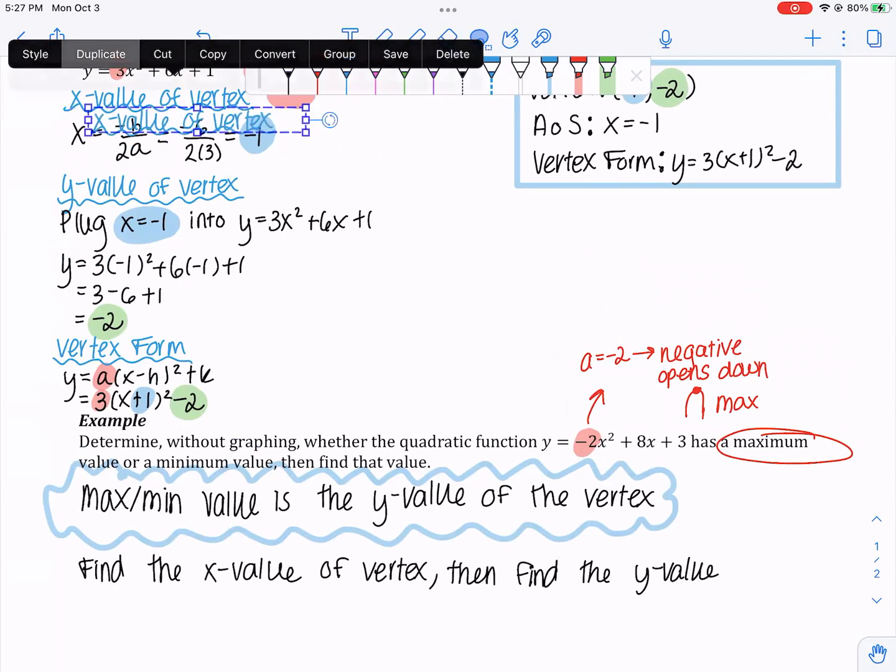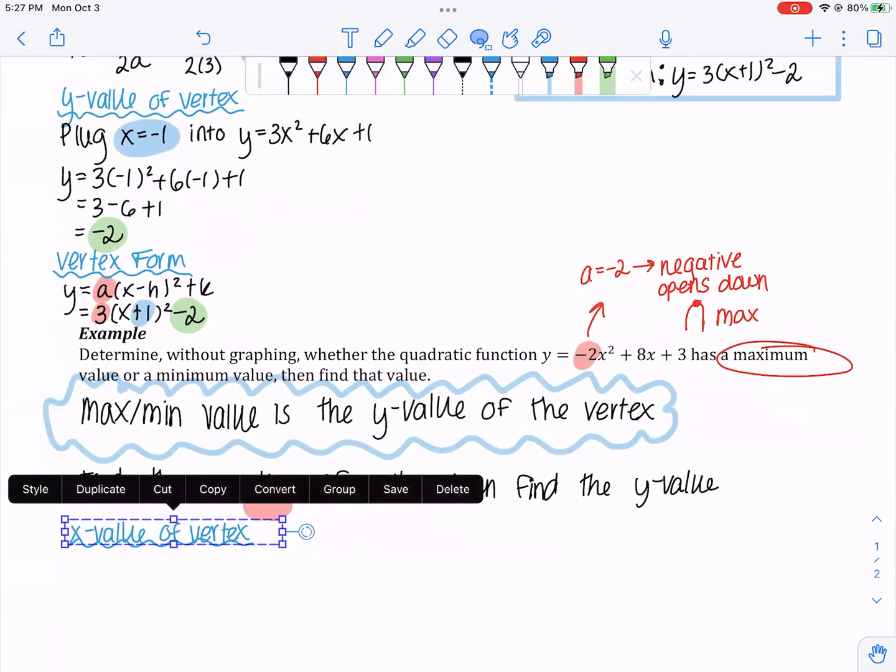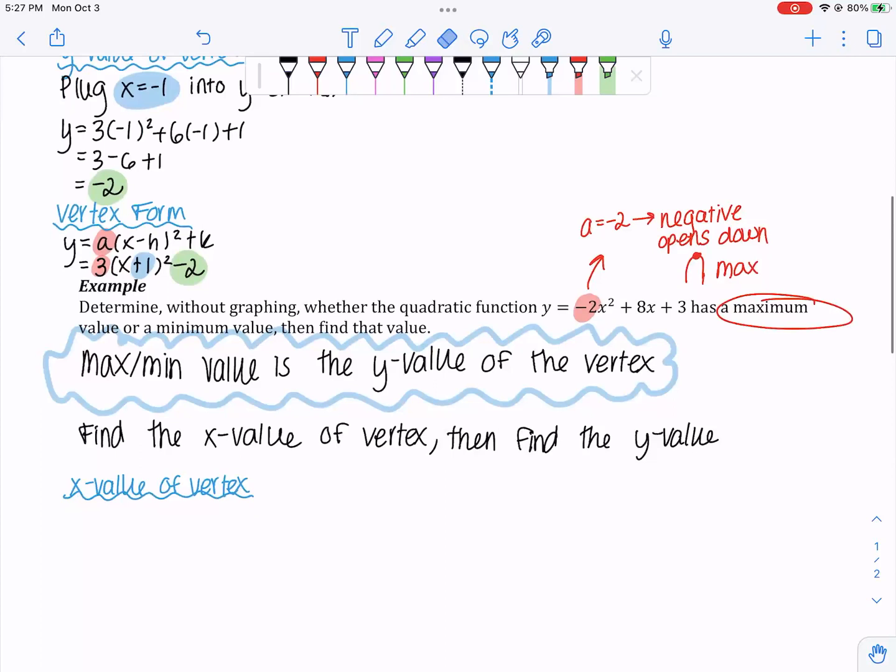Can I cheat and duplicate? Yes, I can. There we go. So the x value of the vertex, that's x equals negative b divided by 2a. The values of our a, b, and c. a is negative 2, b is 8, c is 3. So this is negative 8 divided by 2 times negative 2. Negative 8 divided by negative 4 is positive 2.